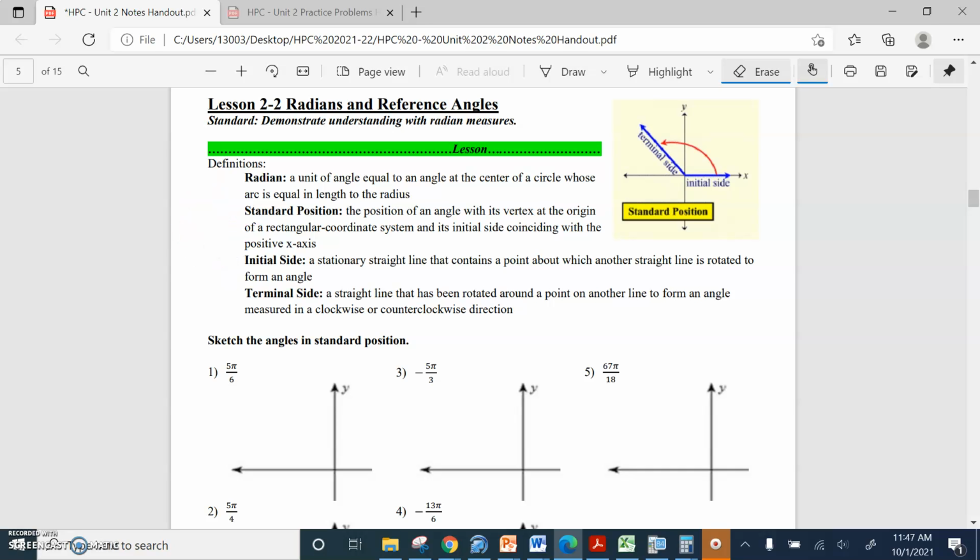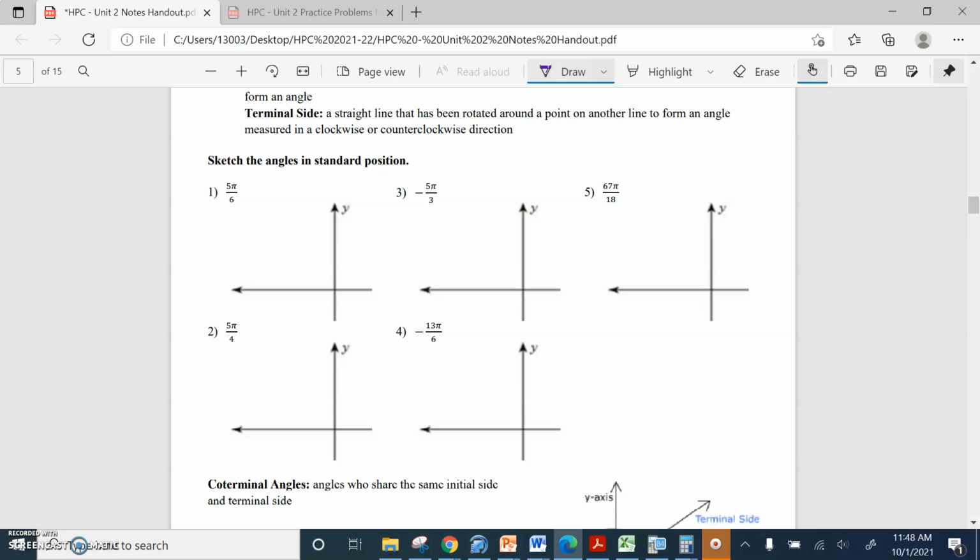Other stuff we need to talk about, standard position, that would be starting on the positive x-axis. So that would be like right here. In standard position, your initial side starts at the origin, points to the right, and then you would go counterclockwise around in a circle until you get to the terminal side. The terminal side would then be the other side of your angle. I think those are all things we've heard before, we're pretty familiar with. We just may not have used those terms since last year when we did the math of it. So moving on, we are first going to start with sketching angles.